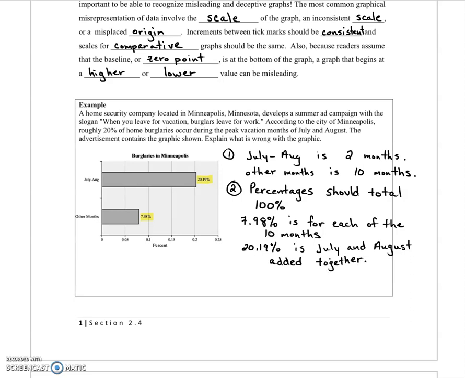So the question is whether or not this is misleading, meaning it was unintentional, or whether it's deceptive. And the key to figuring that out is to know who generated this graph. So this graph came from a home security company. So I would say that makes this graph deceptive.